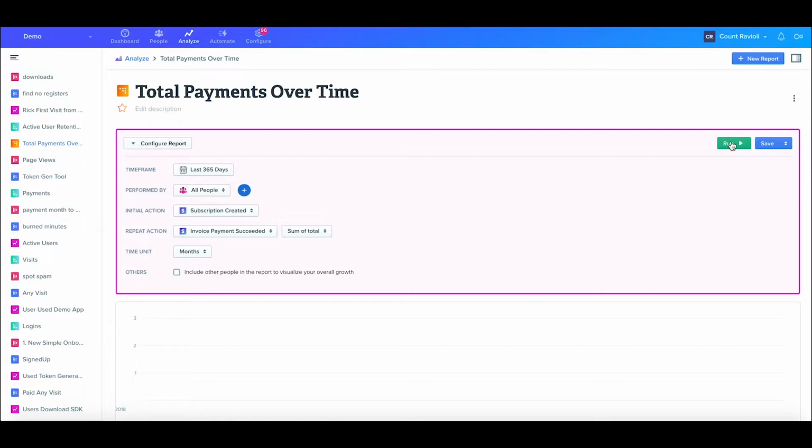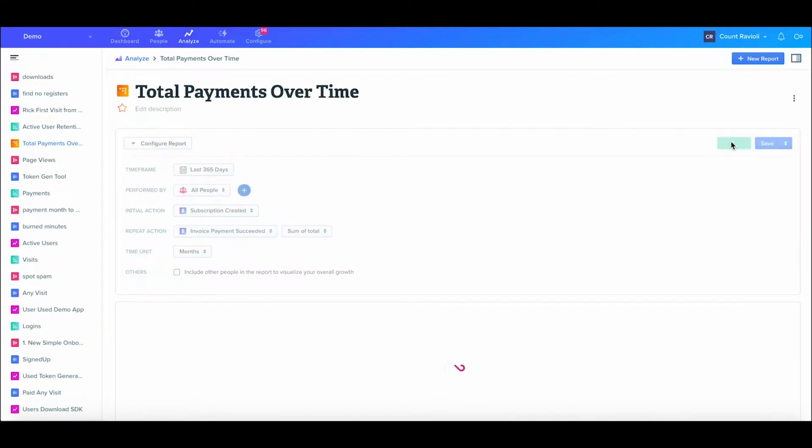First, let's look at total reoccurring revenue after a user subscribes to a plan. In our demo instance, I've gone ahead and selected our time frame for the last year. Our initial action will be our subscription event, and our repeat action is going to be successful payments. We'll break this down by sum of total and set our time units to months.